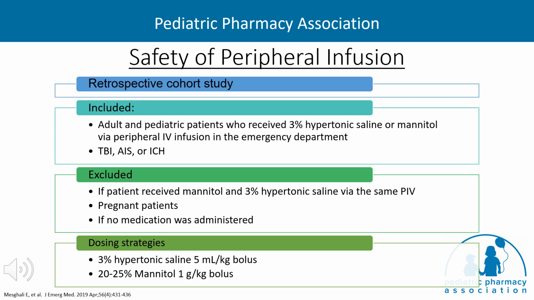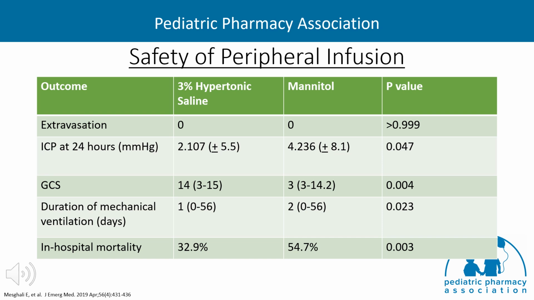They did exclude any patient who received both agents via the same PIV, as well as pregnant patients and any patient who didn't actually have the medication administered. Dosing strategies included a 5 mL per kilogram bolus for hypertonic saline and a 1 gram per kilogram bolus for mannitol. This study found that neither agent was associated with extravasation when given via peripheral infusion. They also found that hypertonic saline had a greater decrease in ICP at 24 hours, as well as a higher GCS when compared to mannitol. They also found that hypertonic saline had a shorter duration of mechanical ventilation needed, as well as lower in-hospital mortality.